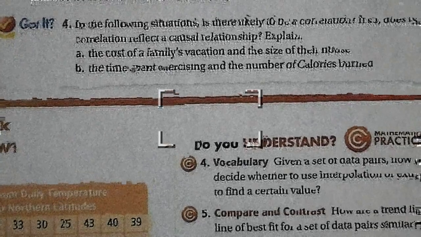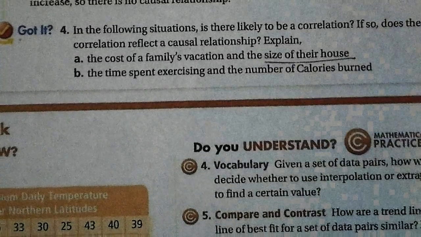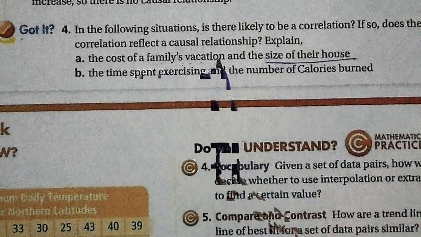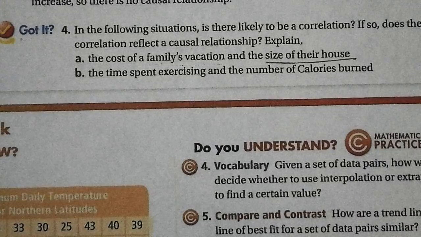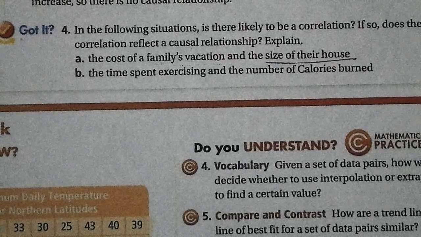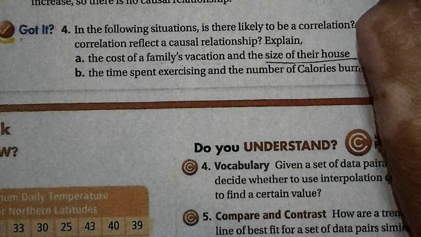All right, so in the following situation, there is likely to be a correlation. If so, does a correlation reflect a causal relationship? The cost of a family vacation and the size of their house. Well, so usually we could say that people that live in big, expansive mansions can take a family vacation that is a little more expensive, but is that necessarily true? Nope. People could save for years and years to take that once-in-a-lifetime vacation. So we're going to say that there is, but not always.